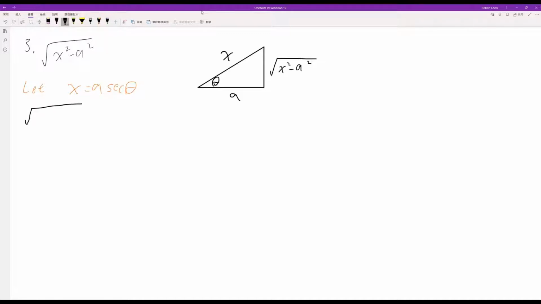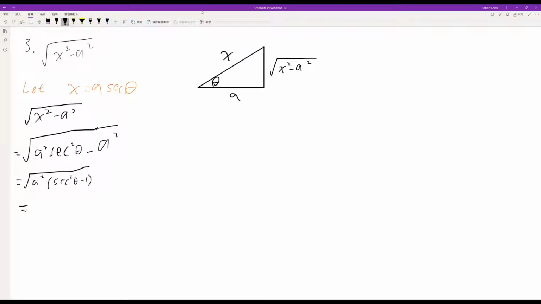All right, so x squared minus a squared is now a squared secant squared minus a squared, which gives us a squared parentheses secant squared theta minus 1. And secant squared theta minus 1 would just be tangent squared. Right, so we get a squared times tangent squared, which is absolute value of a tangent theta.